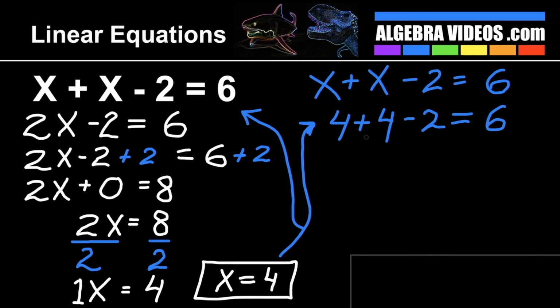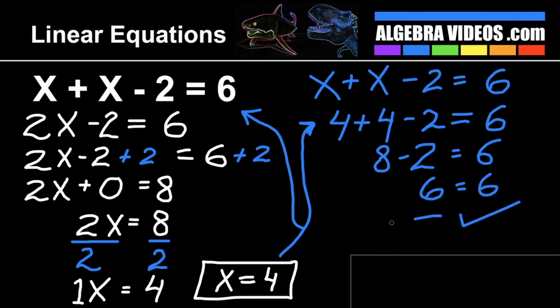And now we'll just simplify this. 4 plus 4 is 8, minus 2 is 6. So 4 plus 4 is 8, right? Minus 2 equals 6. And now we can simplify again. 8 minus 2 is 6, right? 6 equals 6. So our solution checks out. Everything worked. And that means that x equals 4.